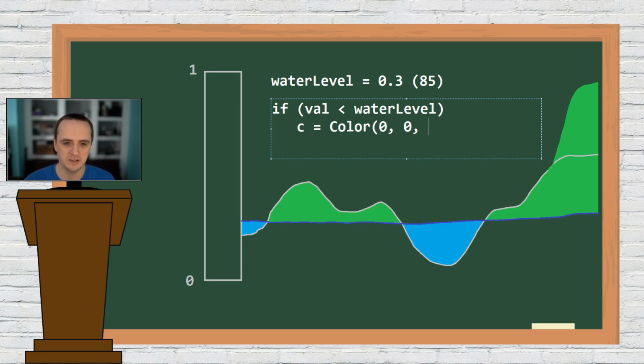So maybe we could say something like, if we take 255 minus, so we know that the value of water is always going to be below the water level, right? And so we could do 255 minus water level plus value, or something like this, that scales the color value based on the value, but within the color that we want.